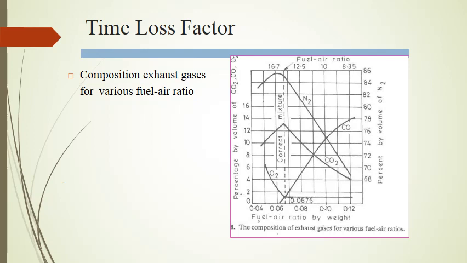This figure basically shows the composition of exhaust gases for various fuel air ratios. As one can see, CO2 is maximum at the stoichiometric air fuel ratio, whereas the formation of CO increases with the increase in fuel air ratio by weight, and that of O2 decreases with the fuel air ratio beyond the chemically correct mixture, that is, the stoichiometric air fuel ratio.